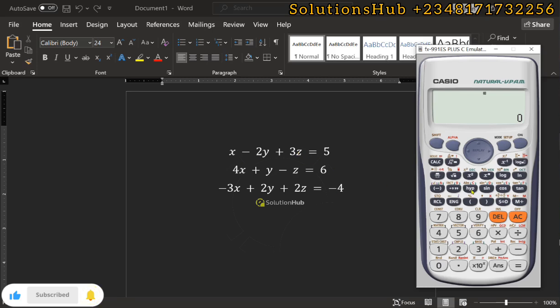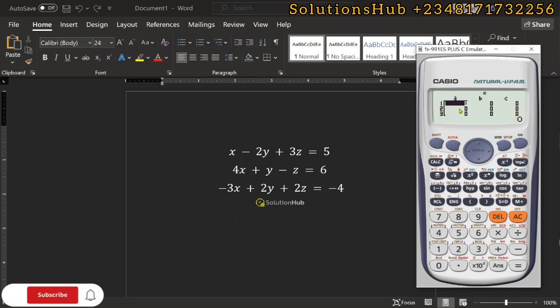Good. So to start, we come to mode, and then we click on 5. That's the equation. Then we have different equation formats. The first one is for 2 unknowns. The second one is for 3 unknowns. The third one is for quadratic, and then the fourth one is for polynomials, right? Good. So since we are dealing with equations that have 3 unknowns, we select 2.